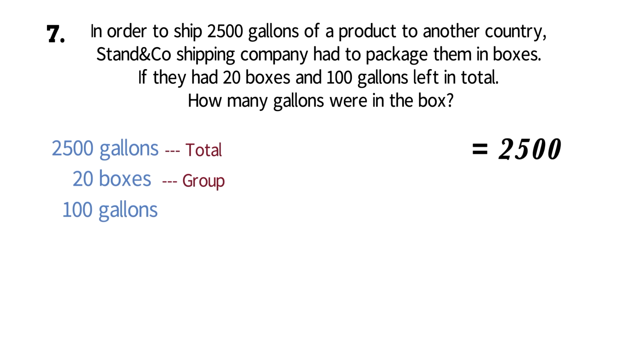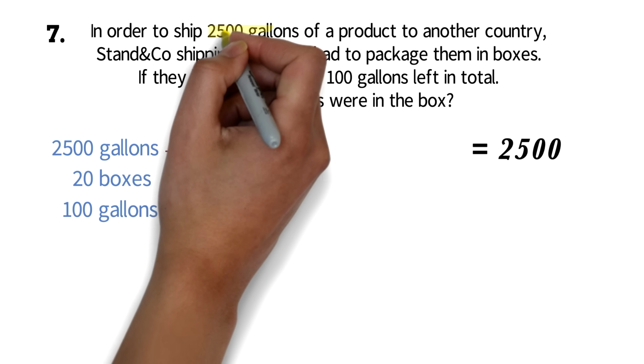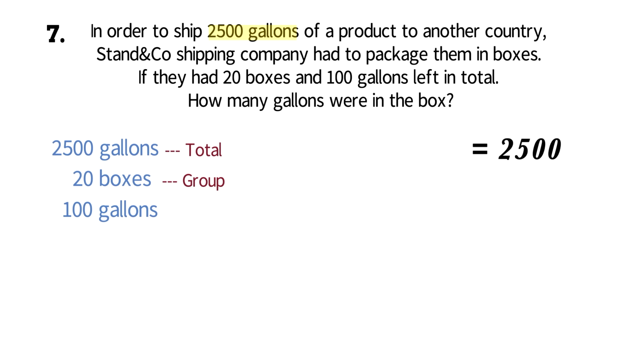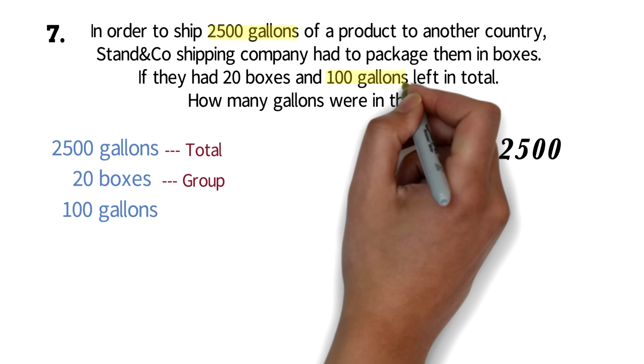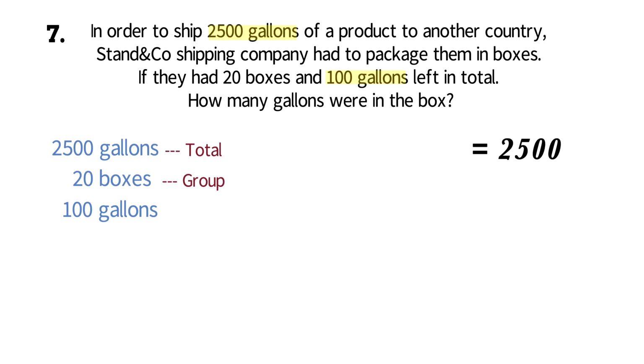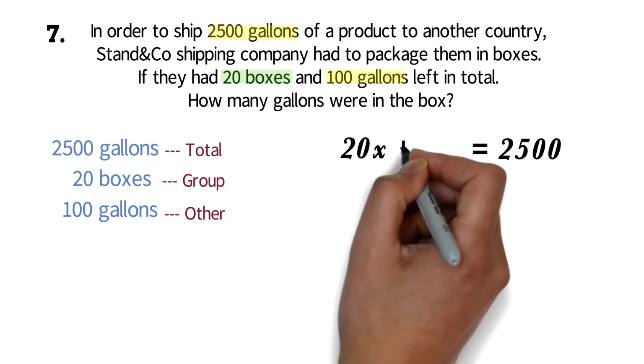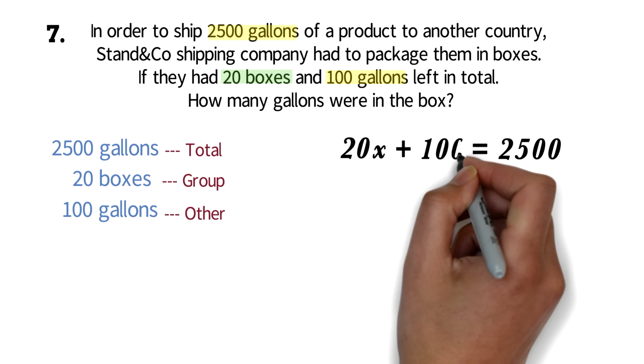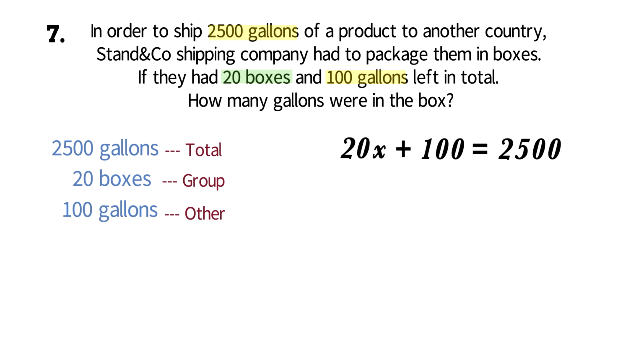For most questions, the group can also be identified as the number that represents something different from the other two numbers. So here, 2,500 represents gallons. The 100 also represents gallons, but the 20 represents boxes. So the 20 will be the group. The group is the one with the X. So we will have 20X. We can now add the 100 gallons left to the equation and solve for the X in this two-step equation.